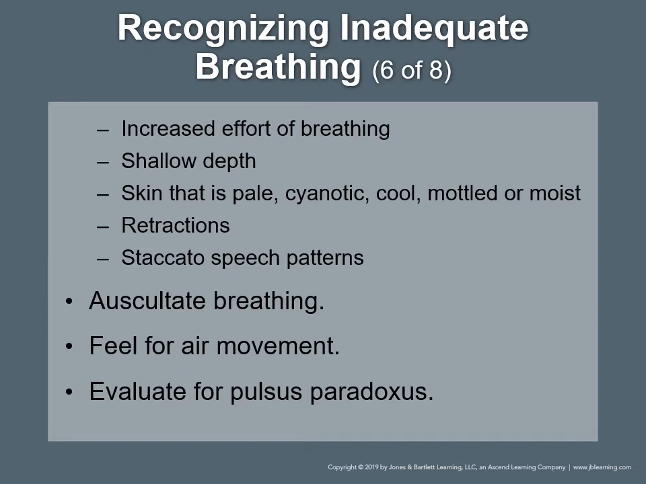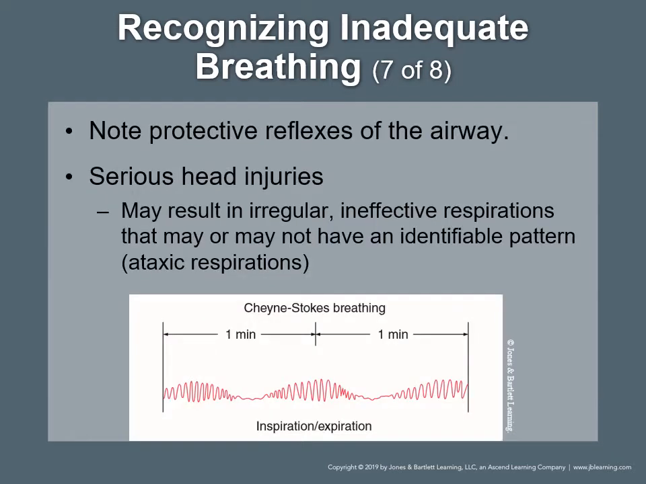Auscultate breathing with and without a stethoscope. Feel for air movement at the mouth and nose. Observe the chest for symmetry and note any paradoxical motion. Evaluate for pulsus paradoxus, and a history of the present illness is a vital part of your assessment. Note protective reflexes of the airway. Sneezing clears the nasopharynx and is often caused by an irritant such as dust. Sighing and hiccuping are other modified forms of respiration. Table 11.5 shows various respiratory patterns and causes.